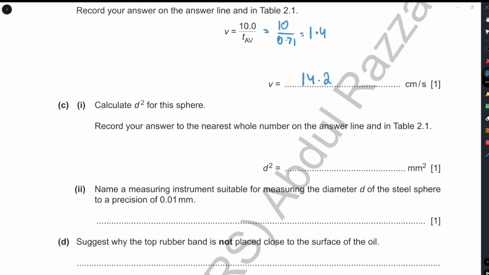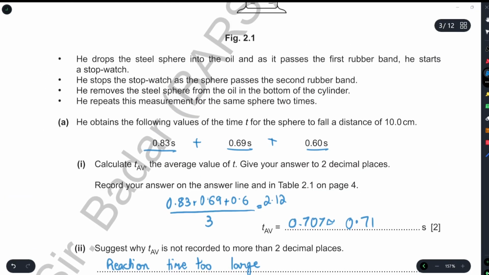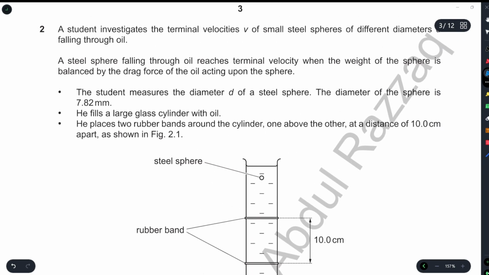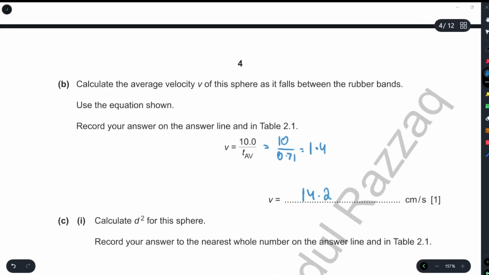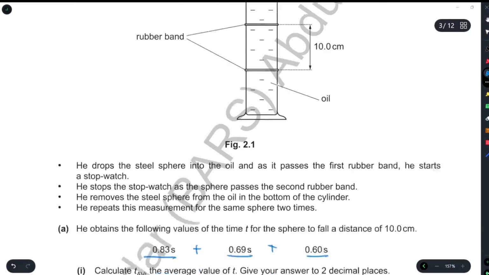Record your answer to the nearest whole number on the answer line and in table D2.1. So, student measures the diameter d of a steel sphere. The diameter of the sphere is 7.82. Take care, that's cool. So, calculate d square for the sphere. तो हम डी स्क्वायर निकाल लेते हैं. 7.82 मिलीमीटर्स का क्या करना है, स्क्वायर ही करना है. ठीक है, तो कितना था, 7.82.